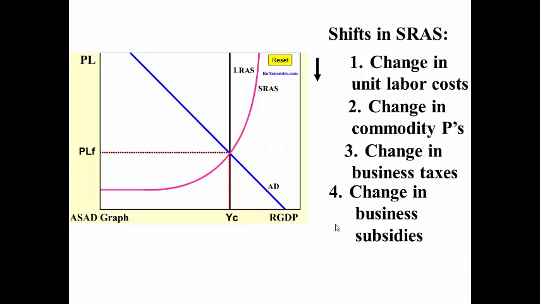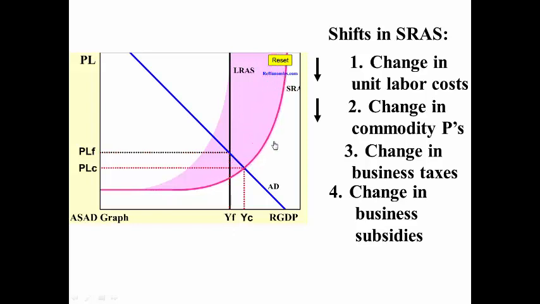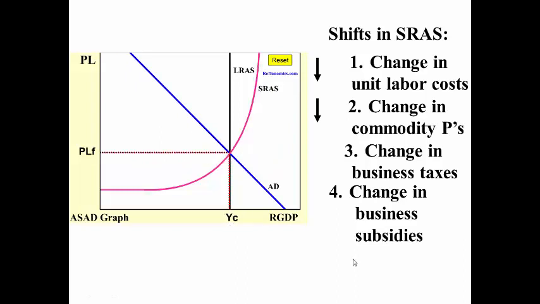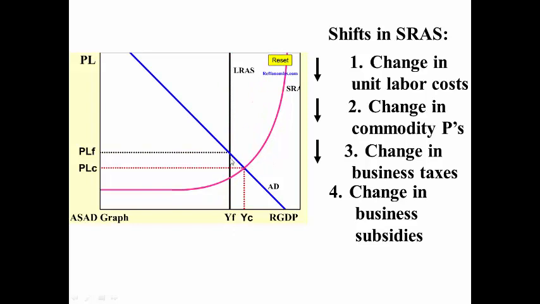As commodity prices, or the resources used to produce the product, go down, the suppliers or firms in the economy can supply more goods and services, lowering the price level and increasing real GDP and national income. If there's a change in business taxes so that business taxes are lowered, this lowers the cost of doing business, and as you lower the cost of doing business, you can supply more units in the marketplace, lowering the price level and increasing real GDP and national income.